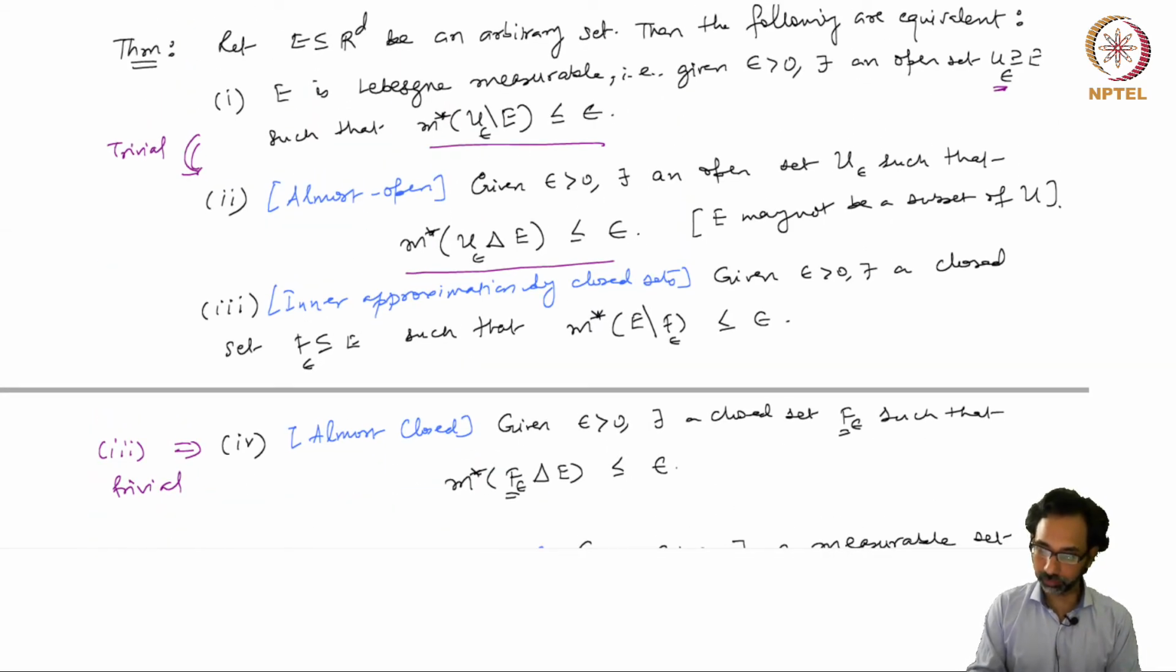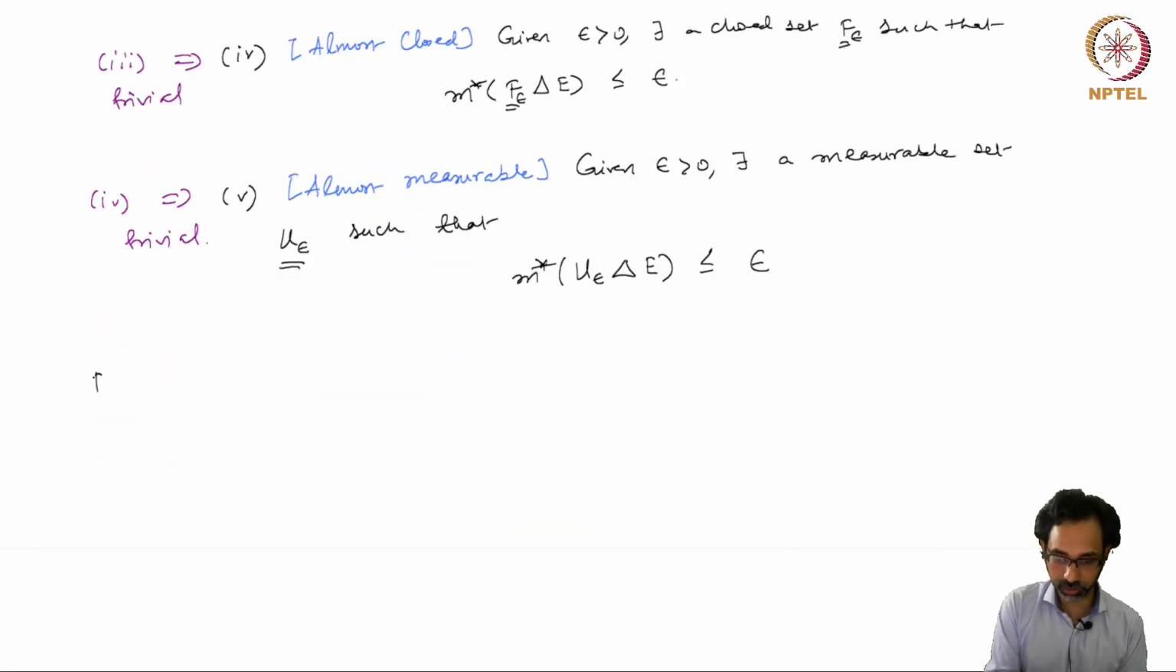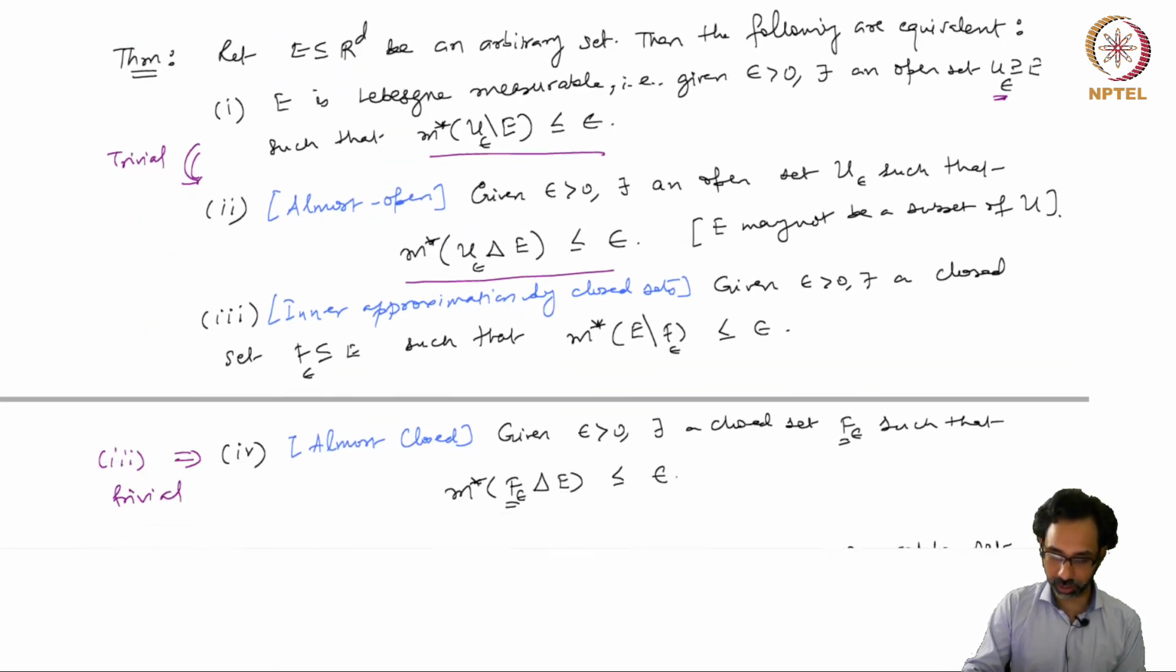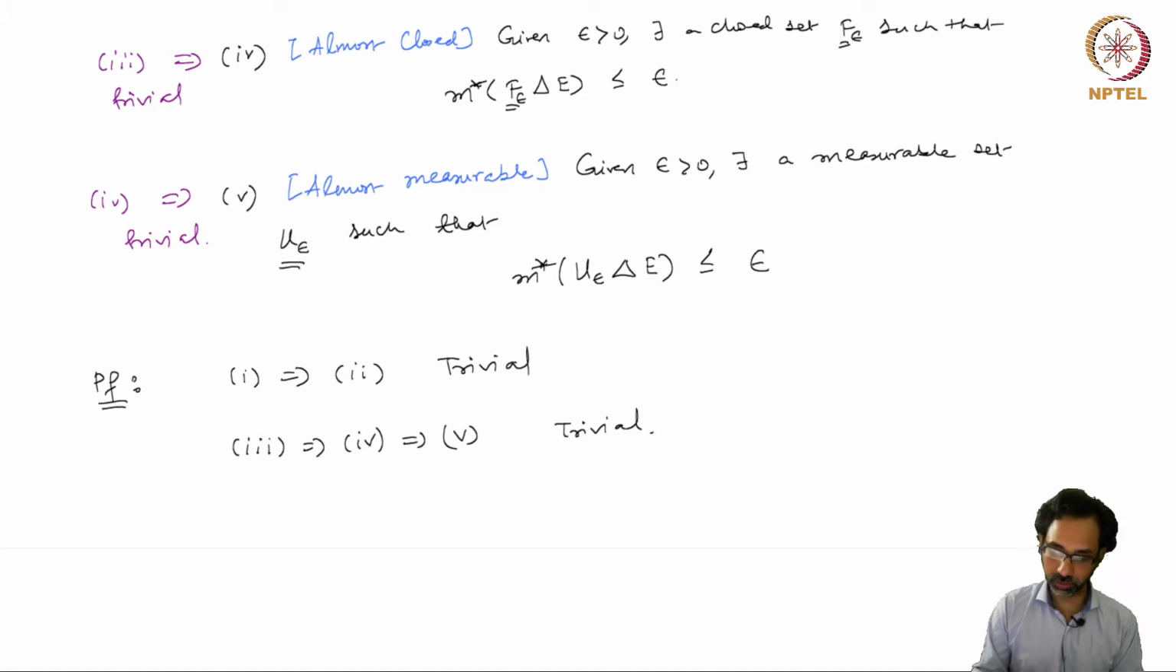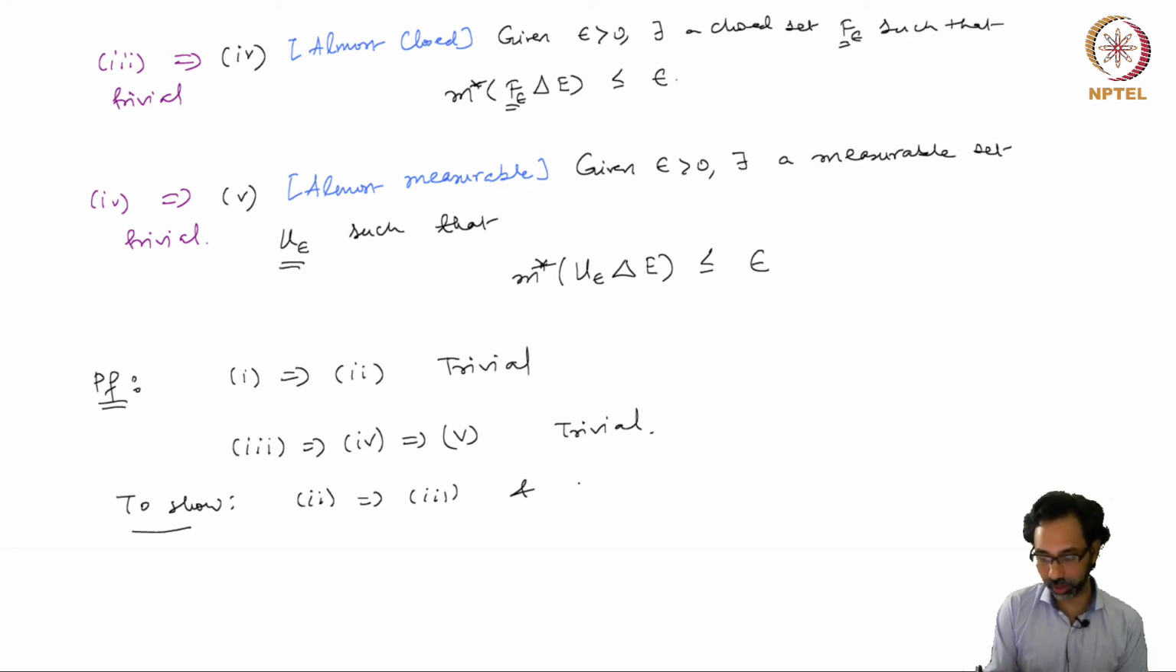So let me note down these remarks. 1 implies 2 is trivial. Then we have 3 implies 4 implies 5; these are also trivial. So one just has to show that 2 implies 3 and 5 implies 1. Then we will be done.